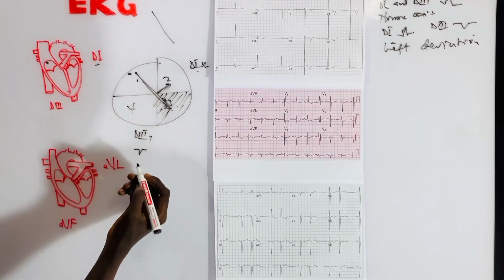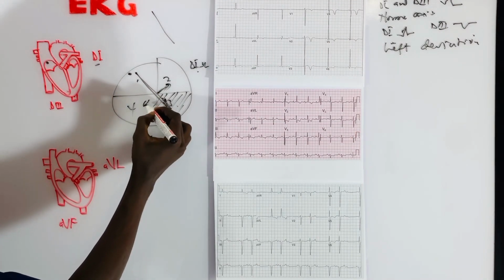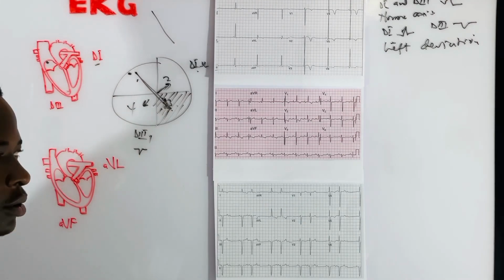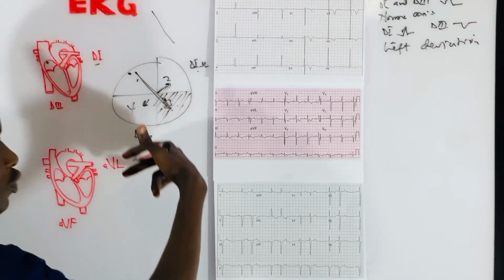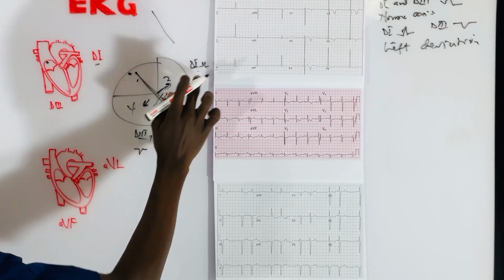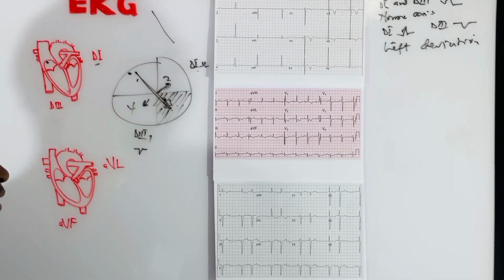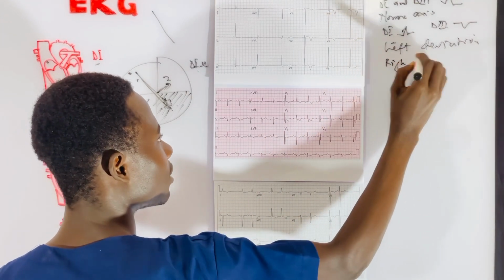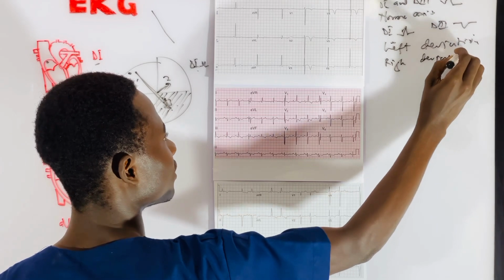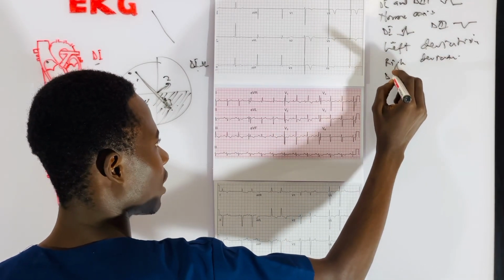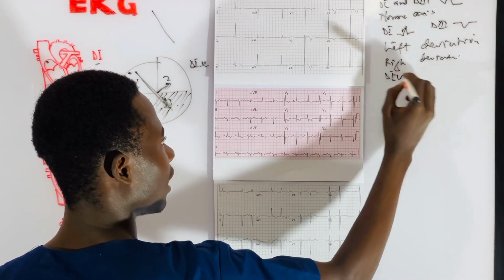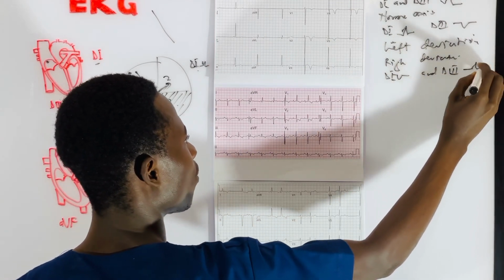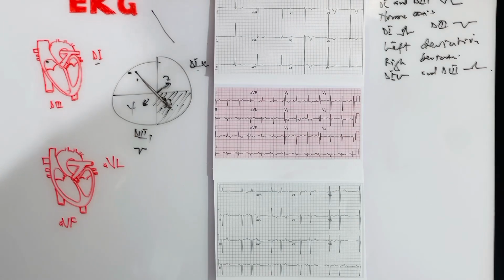Now, let's look at a situation where the vector will be moving towards the fourth quadrant. Do you understand? When it's moving towards the fourth quadrant and moving away from the second quadrant, which is the D1, we say it is right deviation, where the D1 is negative and then the D3 is positive. Are we clear with it?